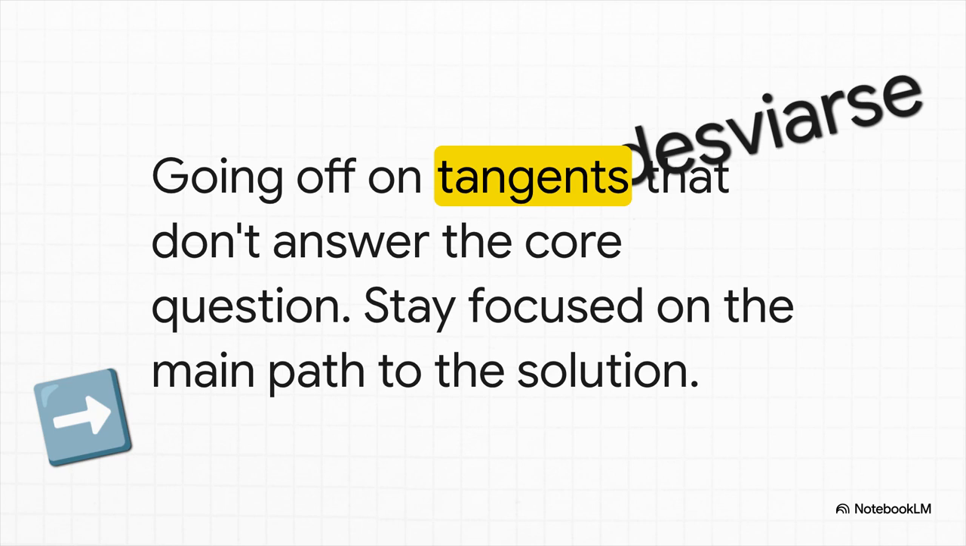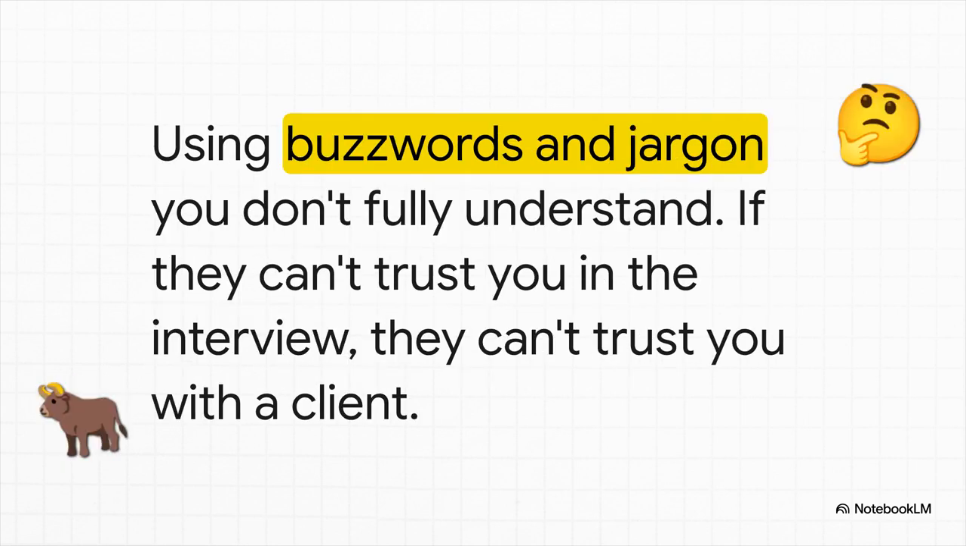Trap number 2, getting lost on tangents. It's so easy to go down a rabbit hole that has nothing to do with the main problem. You have to always keep that core objective in mind and make sure every piece of your analysis is pushing you closer to that solution. And please, don't try to sound smart by dropping a bunch of buzzwords you don't really understand. Using jargon the wrong way just screams insecurity. And think about it. If they can't trust your judgment in an interview, there's no way they're going to trust you in front of a real client.